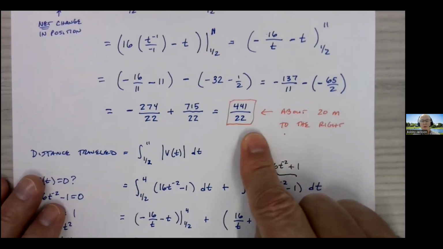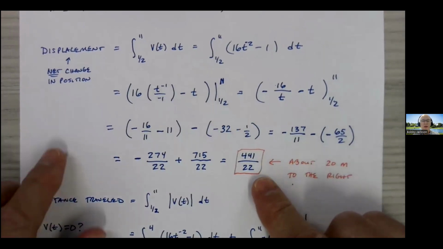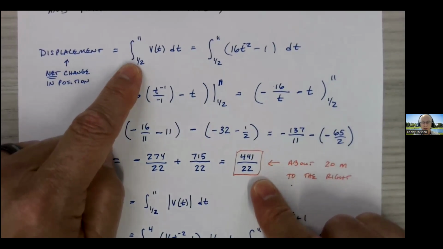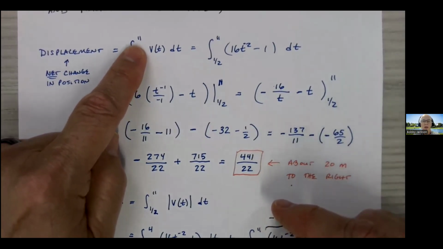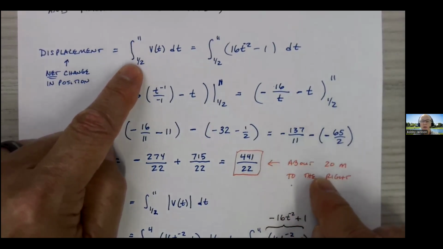Remember, the units here are going to be meters, right? The rate was meters per second. And so this is displacement. Essentially, starting at 1/2 second, by the time we get to 11 seconds, the object is about 20 meters to the right of where it initially started.